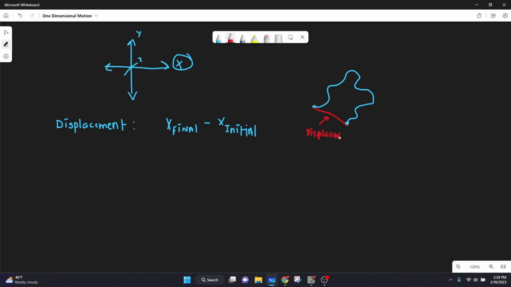And mathematically, it's really just whatever. If we're measuring in meters, it would be this position in meters minus this position in meters. And so that would be our displacement. If we measure this entire route we took to get to this final position, that would be called the distance. The distance traveled, and we can say in meters, for example. This is also in meters.